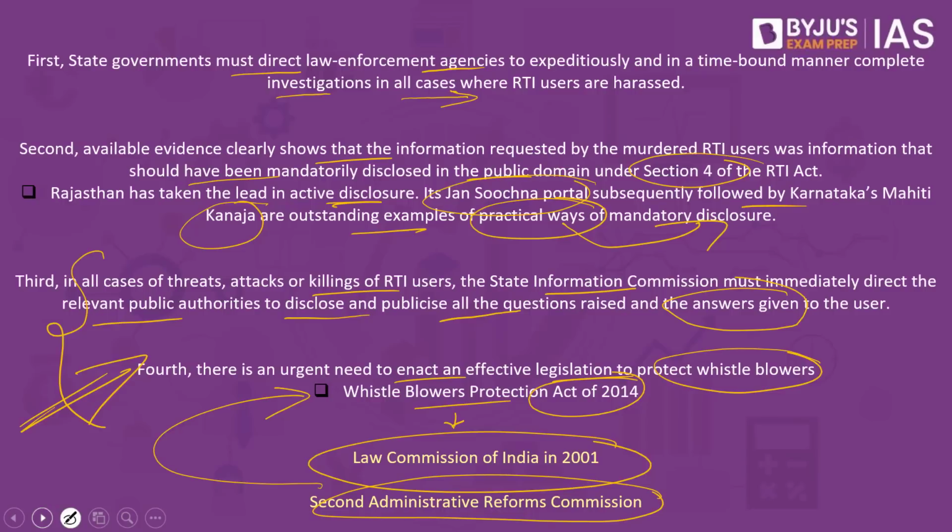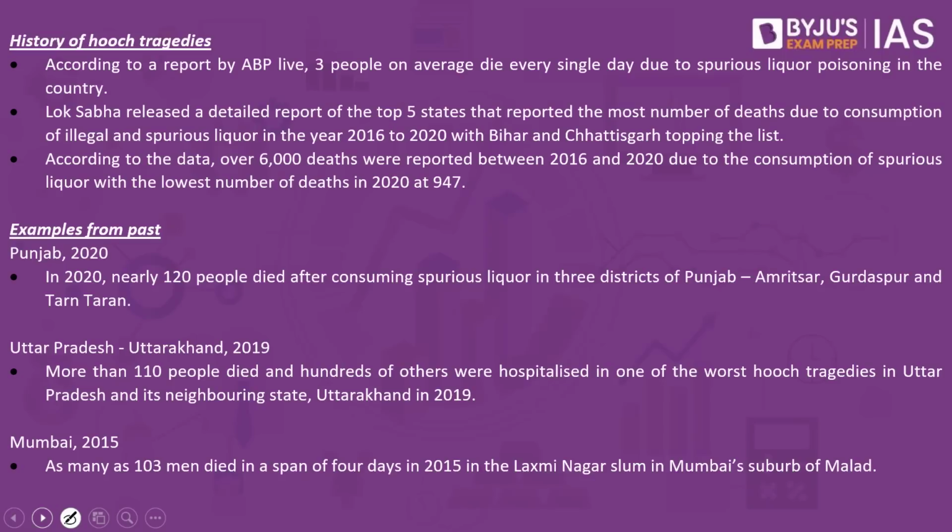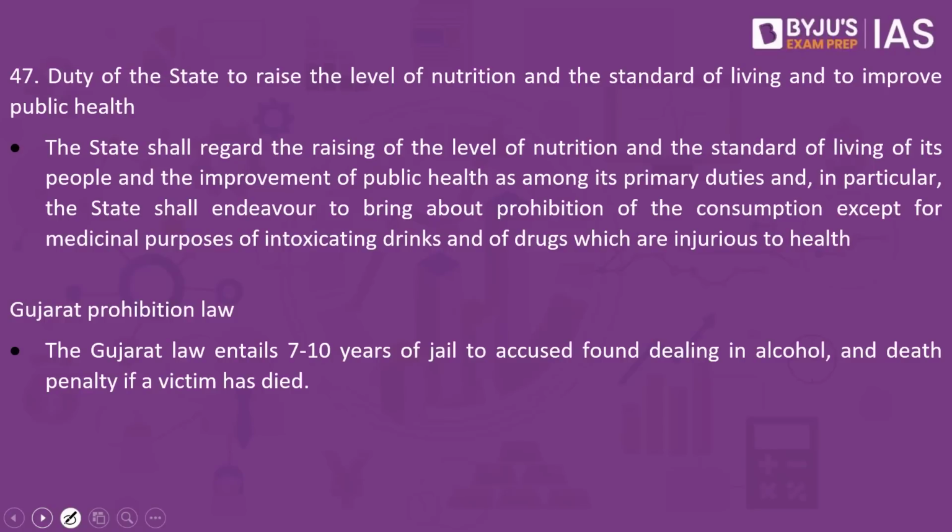Now let's look into the next article. This article says token prohibition takes a toll in Gujarat. The article here is speaking about illicit liquor or spurious liquor. First, we will understand what this spurious liquor is. Then we will take the examples of the history of hooch tragedies in the past, and we will also discuss how the state government is able to come up with such laws, and we will ultimately discuss what is the way forward with respect to this hooch tragedy.